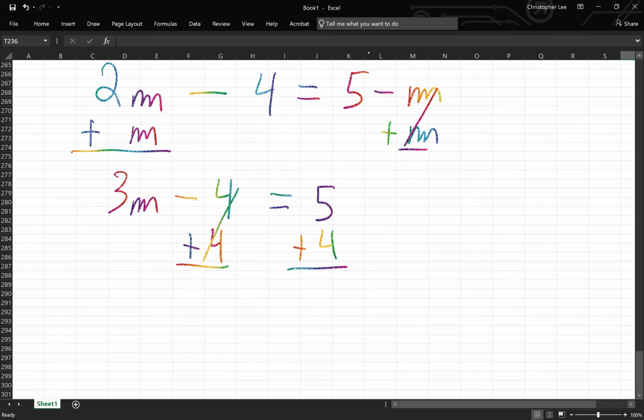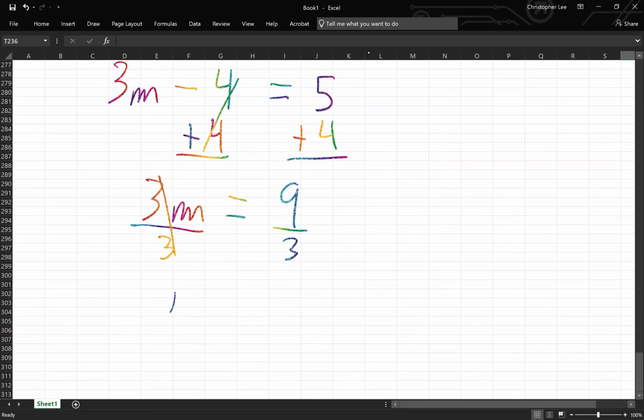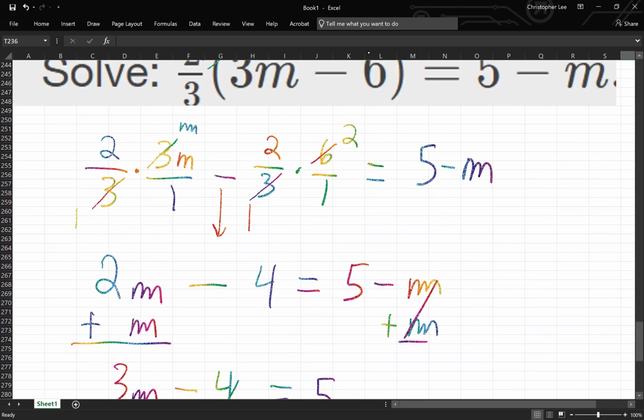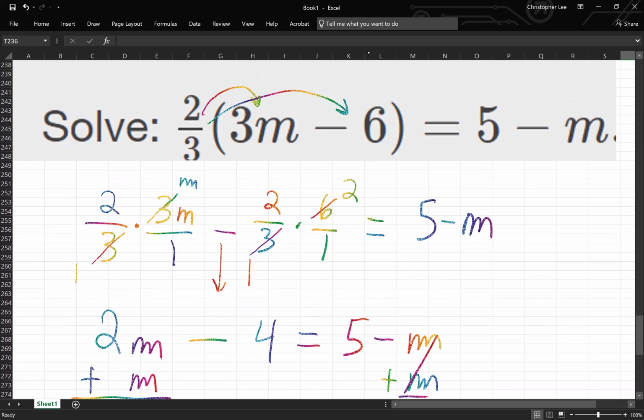So now help me out. I have 3m is equal to, perfect. So now what do I want to do? I want to solve for m. So tell me what to do. Exactly. I'm going to divide by 3 on both sides. I do to one side, I do to the other. So now what do I have? I have m is equal to, perfect. That's it. Questions on this? Anybody? Good. Let's check it one time.